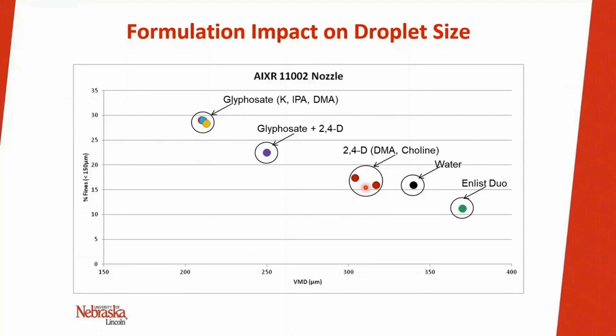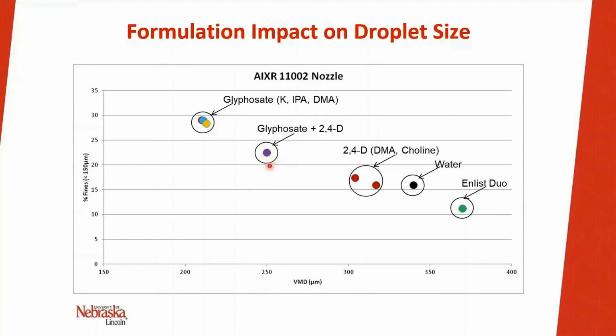Then what we did, we mixed those two herbicides. And you can see here in this purple ball, this is the glyphosate plus 2,4-D mixture. And you can see, obviously, we were in between these, right? Since we were mixing the two products, so around 20–22% of fines.